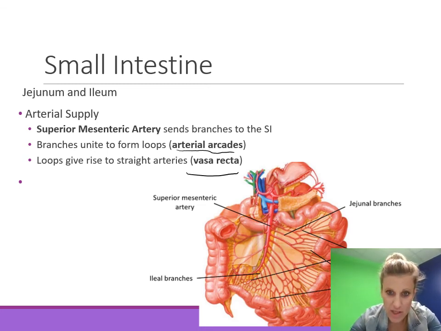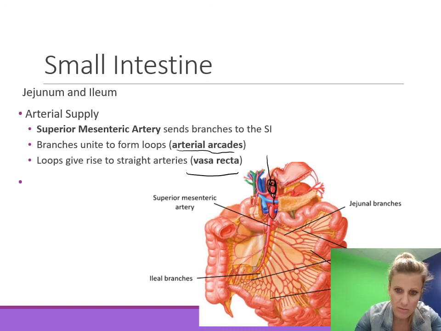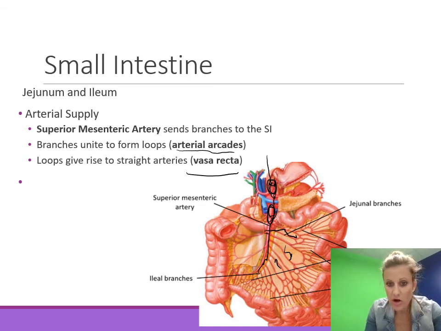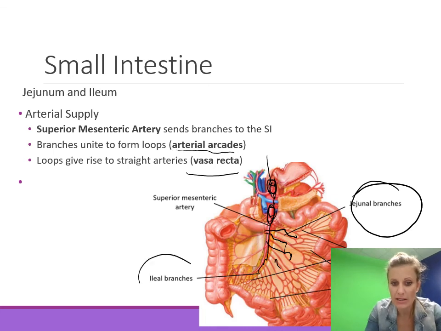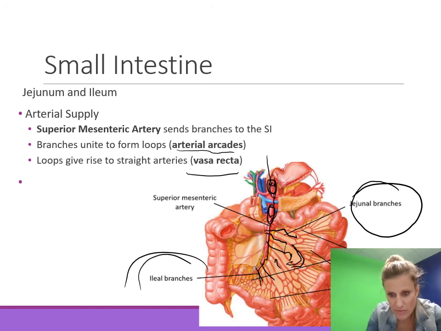So here, just looking at this, remember the abdominal aorta is coming down. This first branch off of it is the celiac trunk. And then the abdominal aorta continues down, and the next branch that comes off right here is the superior mesenteric artery. You see the superior mesenteric artery coming down mesenterically through the mesentery, the membrane that we see everywhere. The superior mesenteric artery then has branches that come off of it. There are jejunal branches going to the jejunum and ileal branches going to the ileum. Off of the branches, you see these curves. The curves are called arterial arcades.